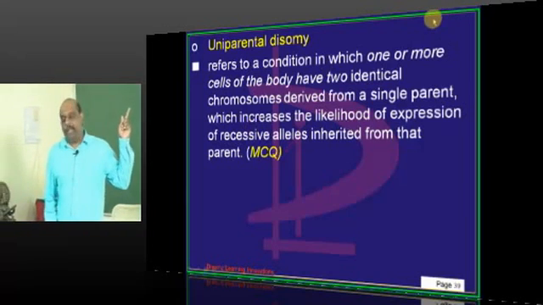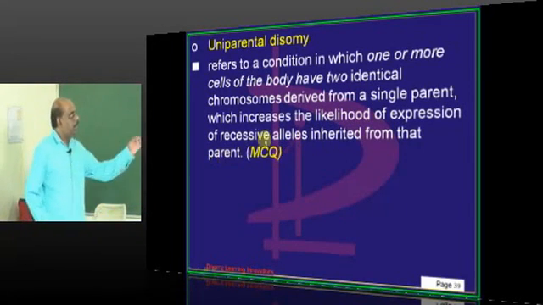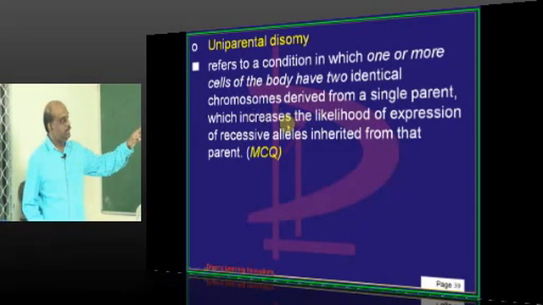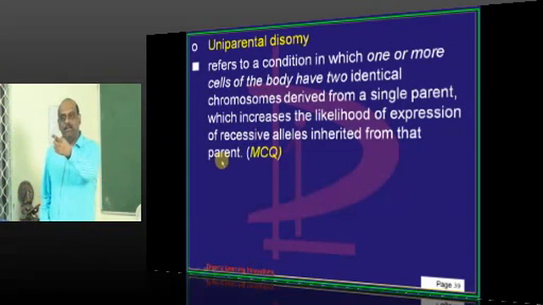So, uniparental disomy. Typically, if there is a recessive allele, a heterozygote means one recessive allele from one parent and another normal allele from the other parent.